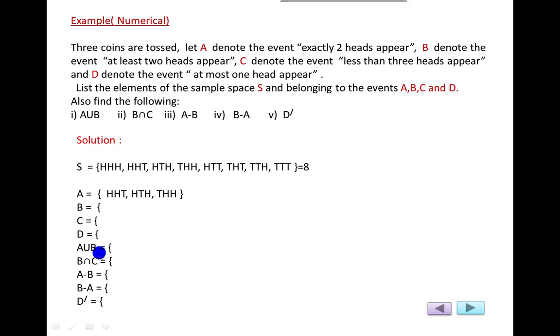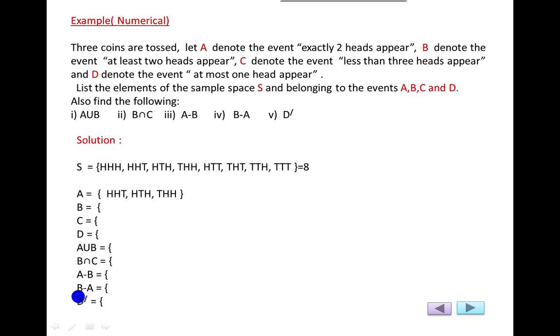And then find the union. Union means the members of set A and the members of set B. If any member occurs two times, we write it only one time. Intersection means the common members of both B and C. If any member is common, we will write it here. A minus B means subtract from A the members of B. If there is no same member, we will write A as it is. If all the members are same, the result will be equal to the null set.